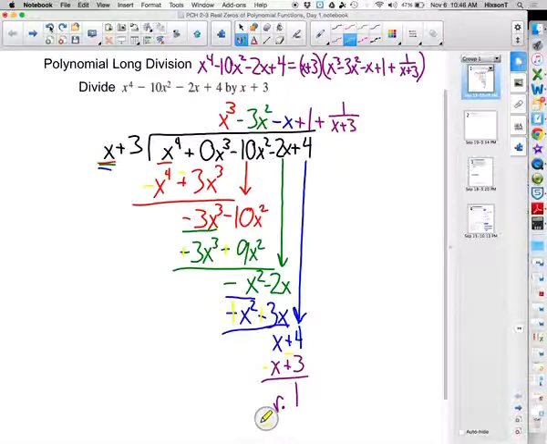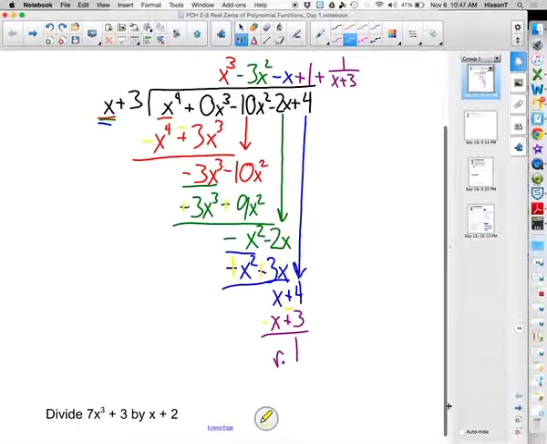And if you know one of the zeros, then you can divide and you better get a remainder of 0. But when you divide, that'll help you get from x to the 4th down to something that you can then factor. Okay, and we'll be doing that on Monday.